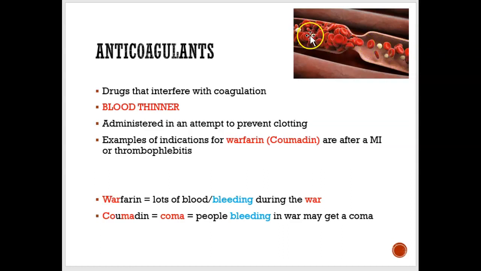One main example of a blood thinner is warfarin, also known as COUMADIN. And this is after a heart attack. So how do we know that warfarin is an anticoagulant? How do we know that warfarin is a blood thinner? Well, one way is you think of warfarin, you think of war, because it starts with war. And in war, there's lots of people that are bleeding, right? So think of bleeding, so lots of bleeding during war. So warfarin causes a lot of bleeding because it's a blood thinner.